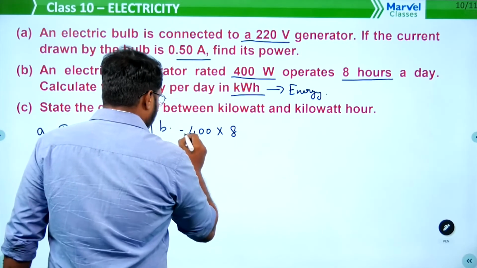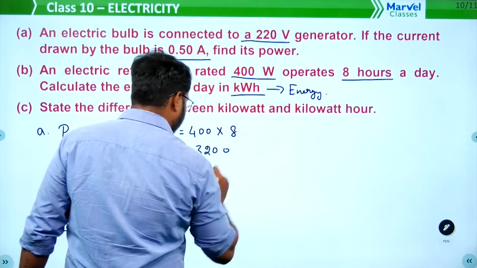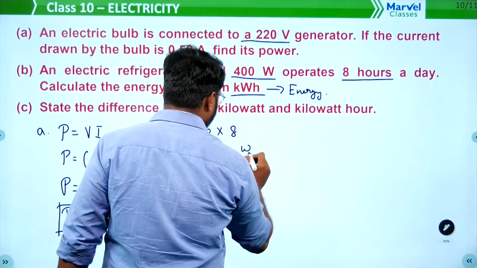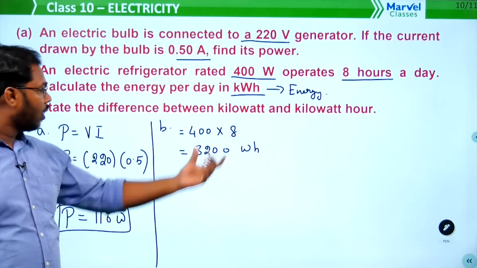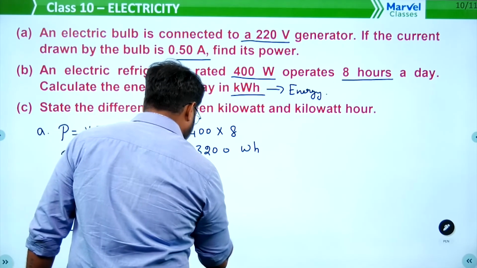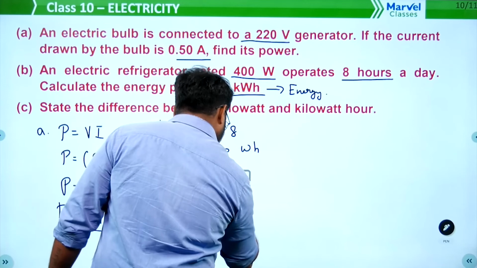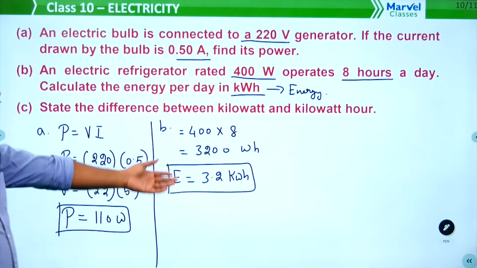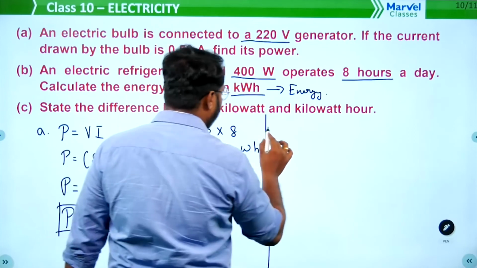So 400 into 8 is 3200 watt hour. So we have calculated it in watt hour. They are asking us to calculate in kilowatt hour. So the energy E is nothing but 3.2 kilowatt hour. So this is the amount of energy that is being consumed. Okay. Now, C.